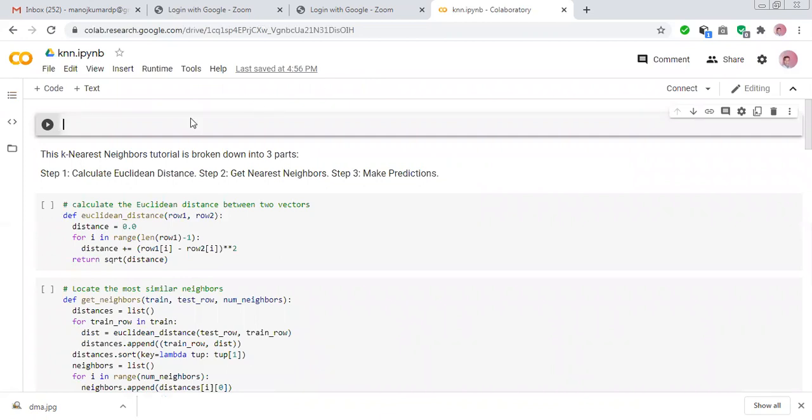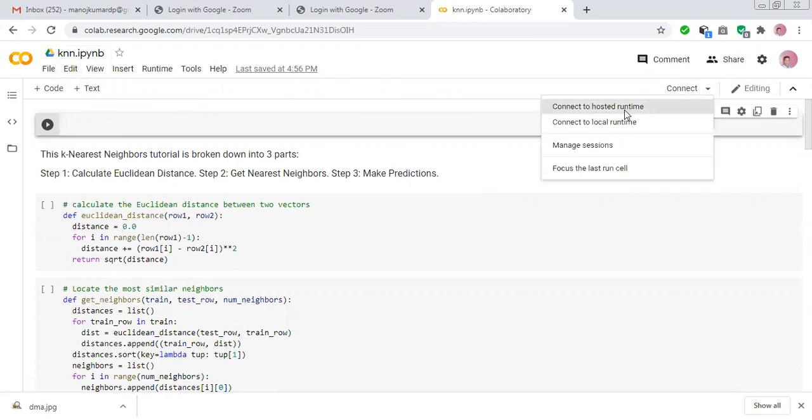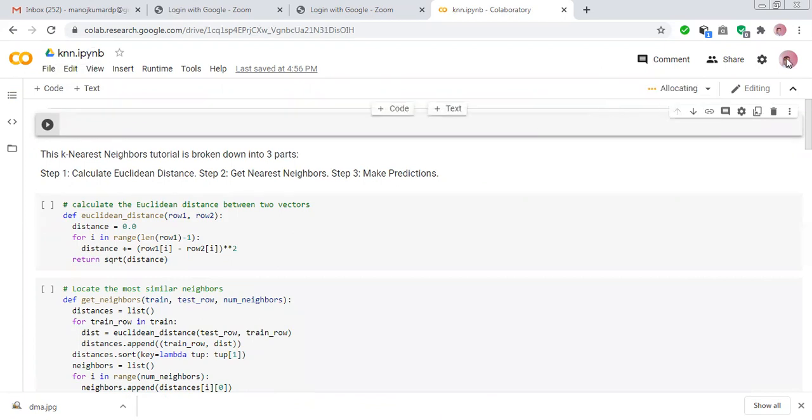This program is for finding k nearest neighbors. You have understood the concept, right? It's very, very important, so kindly understand. Using Euclidean distance, you will be calculating. First, click on connect so that the space is allocated. Once you get connected, I will show the programmatic example of executing K-nearest neighbor in Google Colab.